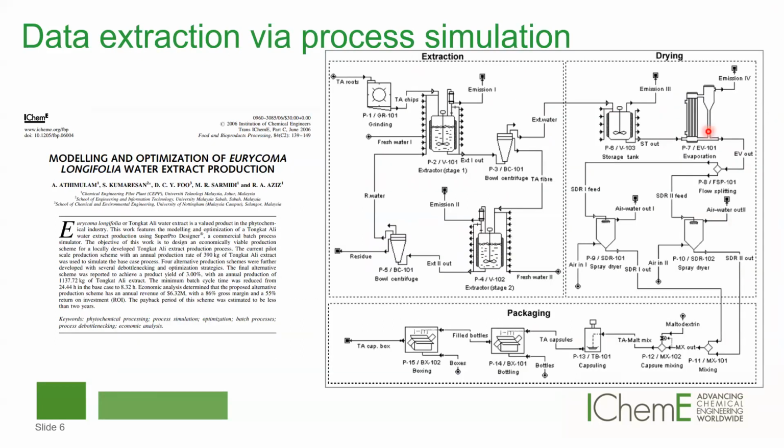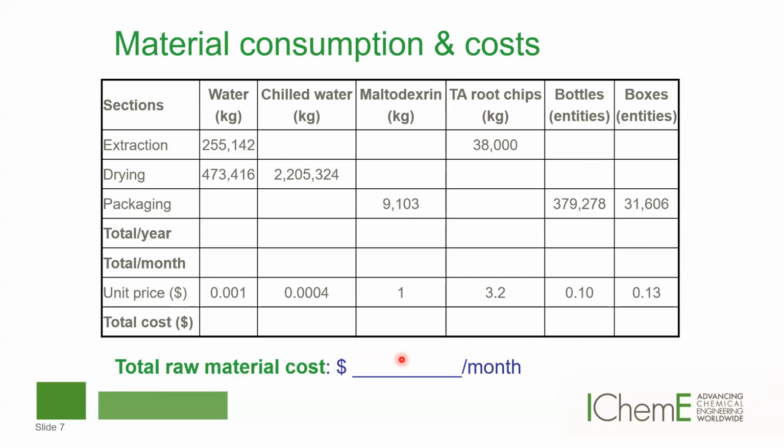By the way, it's sold in capsule form, just like herbal supplements. First, we look at the material and consumption cost. This data is from the plant. As a process engineer, your role is to gather this data and then summarize it in a table.